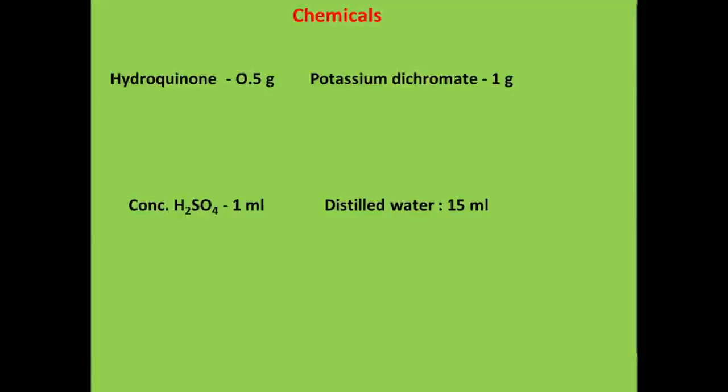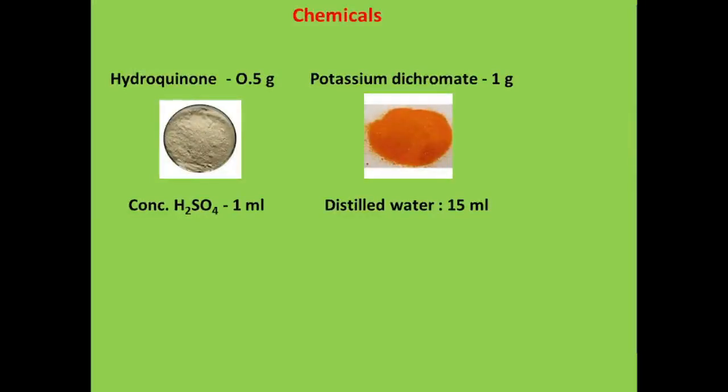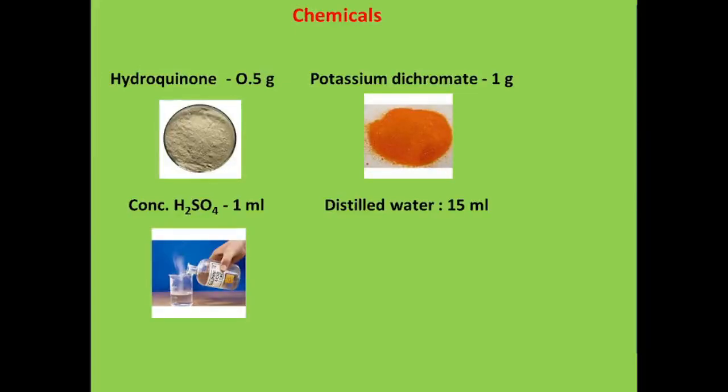Chemicals for this practical are hydroquinone, potassium dichromate, concentrated sulfuric acid and distilled water. Solid chemicals are weighed on a chemical balance while liquid chemicals are measured using a measuring cylinder. Accordingly, hydroquinone is weighed 0.5 gram, potassium dichromate 1 gram, concentrated sulfuric acid 1 ml, while distilled water is measured 15 ml.